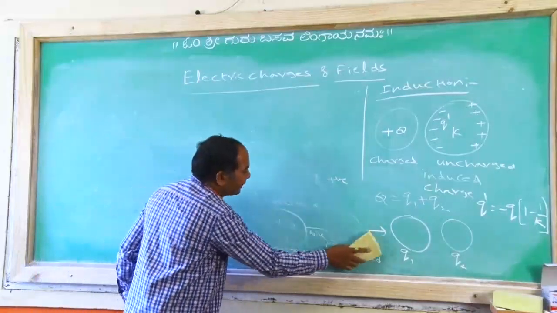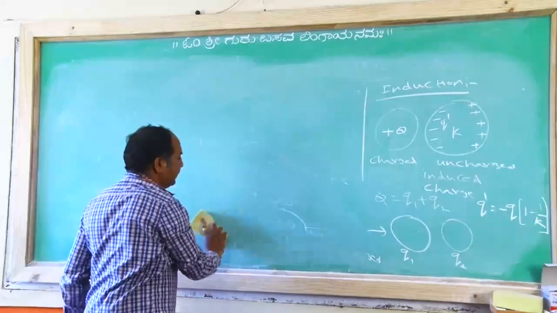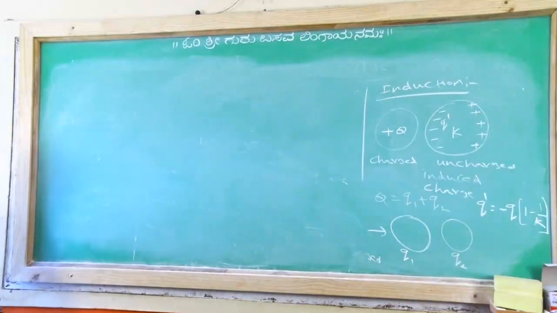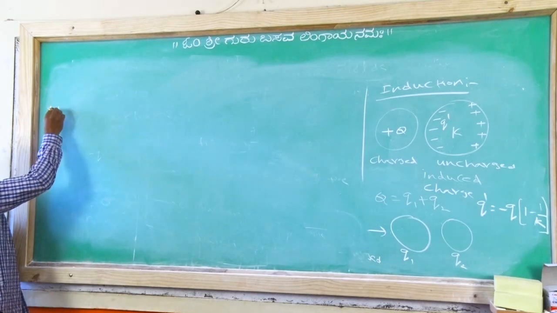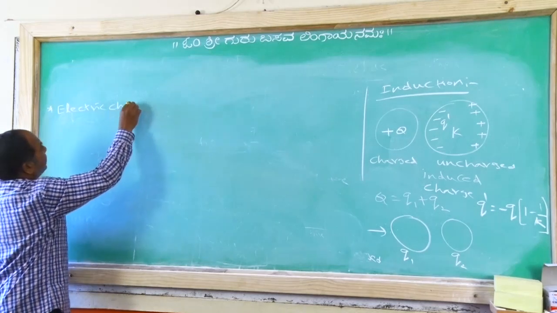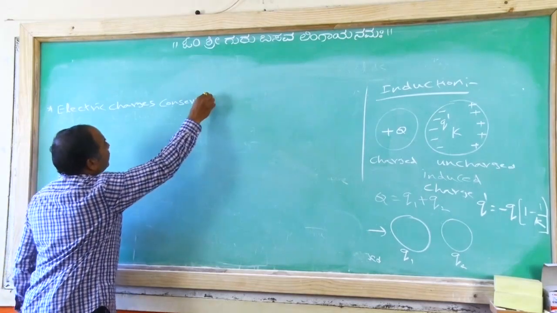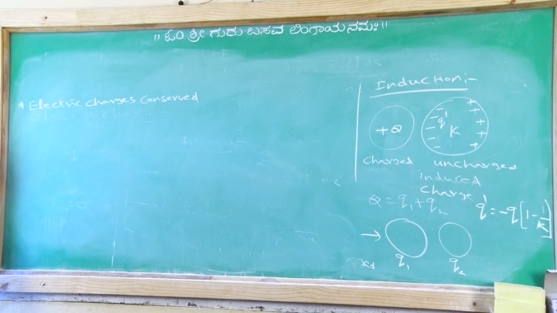Generally, as we already know, charges are of two types, positive charge and negative charge. Here you should also know about the properties of electric charges. The first one you should always remember is that electric charges are always conserved. Always conserved means we cannot create electric charges or destroy them. Electric charges can only be transferred from one body to another body.